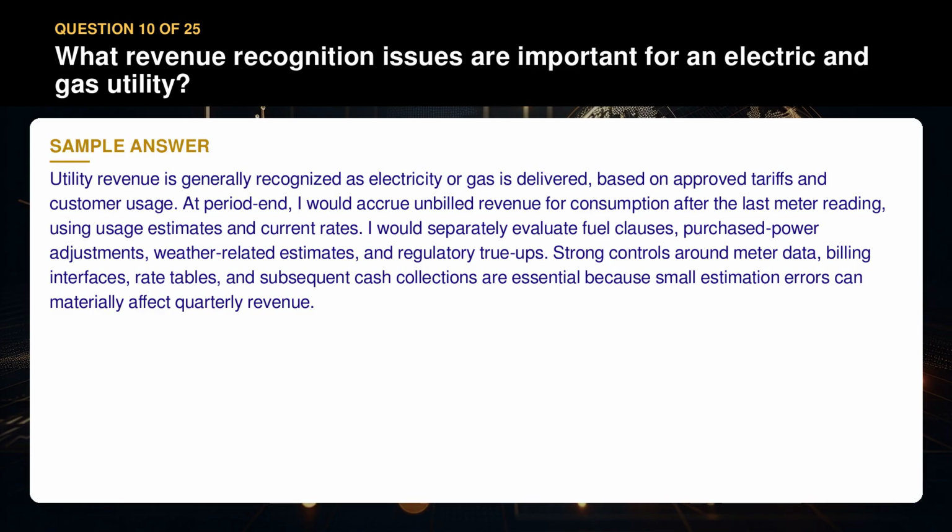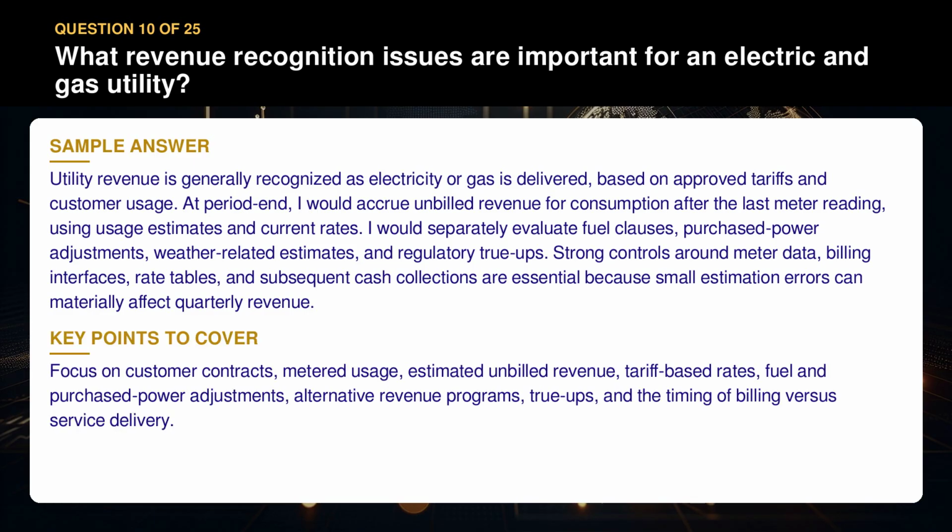materially affect quarterly revenue. Focus on customer contracts, metered usage, estimated unbilled revenue, tariff-based rates, fuel and purchased power adjustments, alternative revenue programs, true-ups, and the timing of billing versus service delivery.